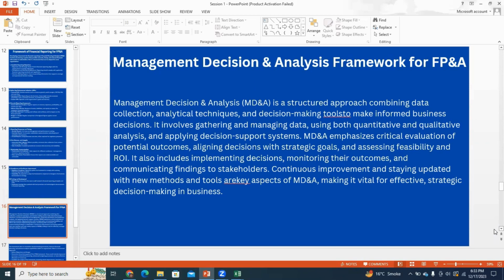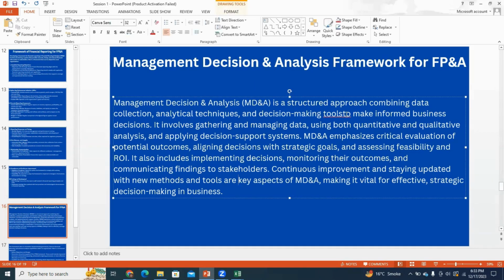The decisions should be easy and understandable for the stakeholders when they are communicated by the management. Continuous improvement and staying updated with new methods and tools are likely aspects of MD&A. This is an essential thing for the management, making it vital for effective strategic decision making in the business. Yes, this is very important.